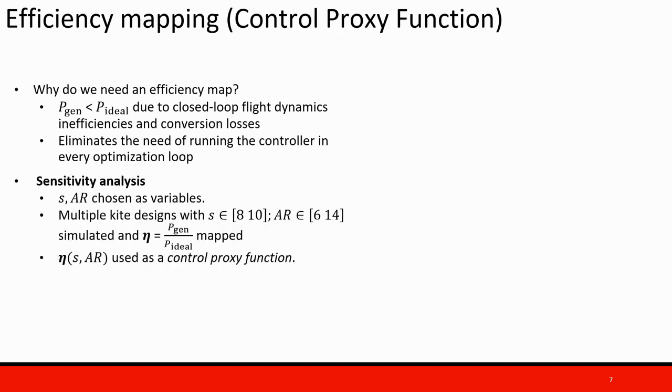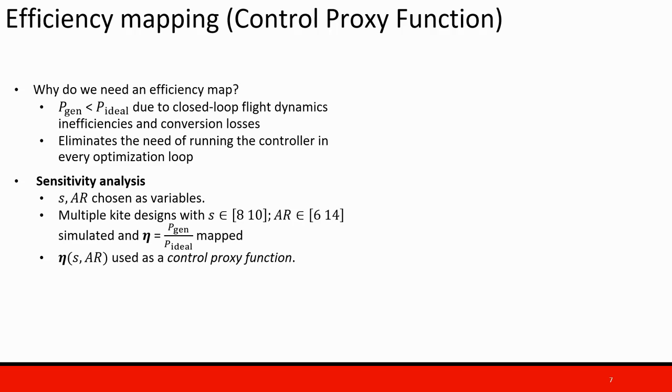The map was created through a sensitivity analysis, in which the wingspan and aspect ratio were chosen as the decision variables as they are most relevant to steady flight performance. Multiple kite designs with spans varying from 8 to 10 meters and aspect ratios varying from 6 to 14 were simulated and the efficiencies were mapped.